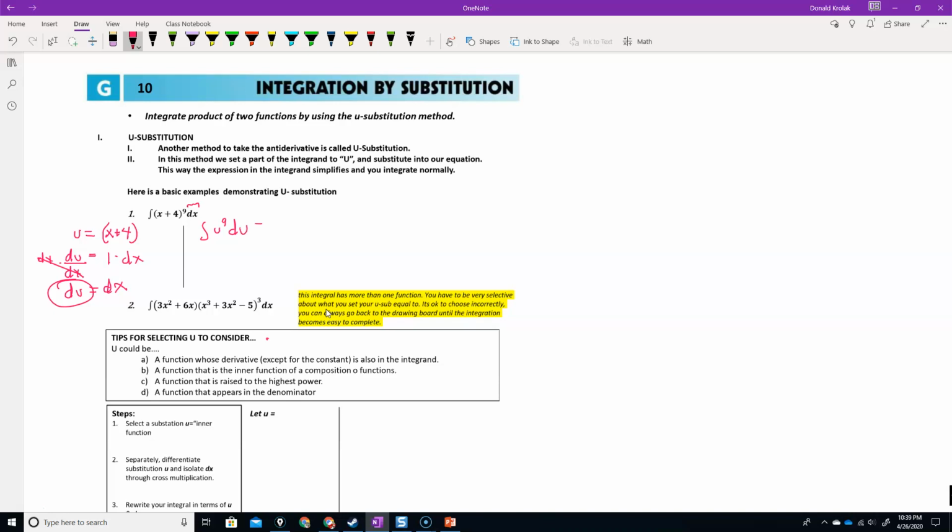Then we do the integral using our integral rules. So this would be u to the 10th over 10, plus some constant. Then we substitute back in our u value, and we get (x plus 4) to the 10th over 10 plus some constant. And that was the same as what we wrote earlier, except I wrote it as 1/10 (x plus 4) to the 10th plus some constant.